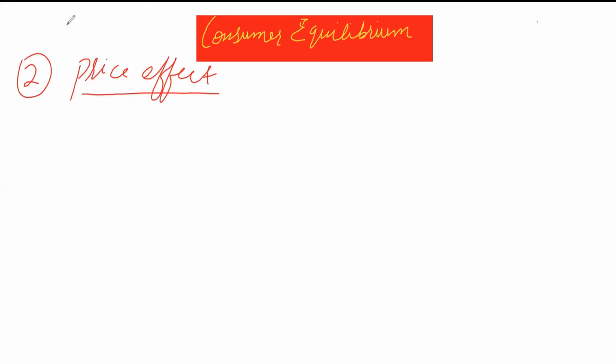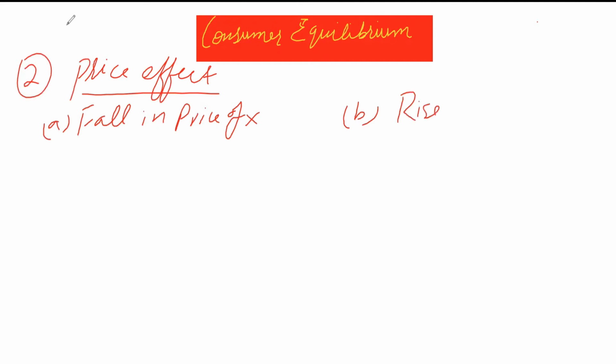Next is price effect, and price again affects the consumer's purchasing power. A fall in price increases the purchasing power of the consumer, and a rise in price decreases it. So we will see both situations, fall in price of X and then rise in price of X, and we will show them graphically to make the concept really very clear.